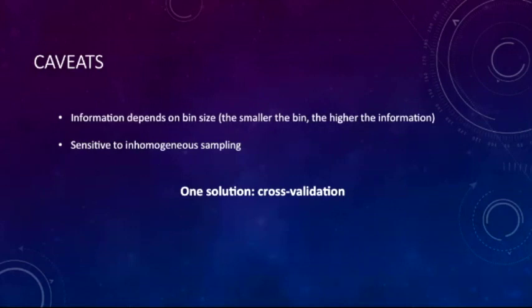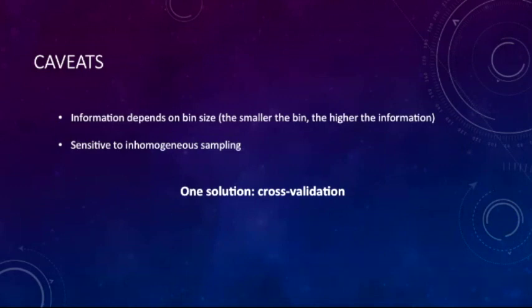So the caveat is that the information, the way it was computed, depends on the bin size. It depends on the size of the bins you choose, and it's very sensitive to it. And as I just told you, it's sensitive to inhomogeneous sampling of the data. So one way to get around it is to use cross-validation.